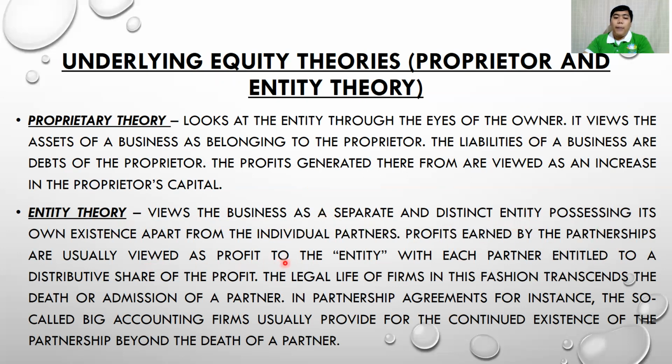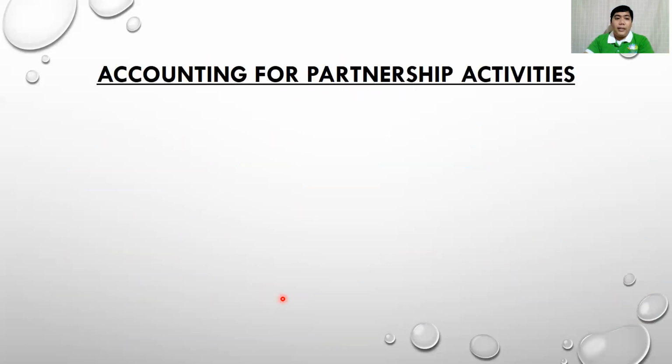Next is the entity theory, which views the business as a separate and distinct entity possessing its own existence apart from the individual partner. Profits earned by the partnership are usually viewed as profit to the entity, with each partner entitled to a distributive share of the profit. So the legal life of the firm in this fashion transcends the death or admission of a partner. In partnership agreements, for instance, the so-called big accounting firms should provide for the continued existence of the partnership beyond the death of a partner. There are only primary exceptions, but generally, a partnership is distinct and separate from its partners.